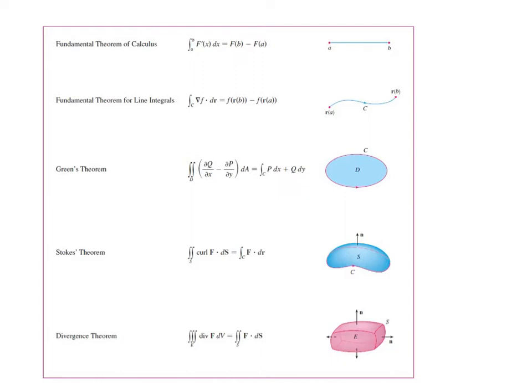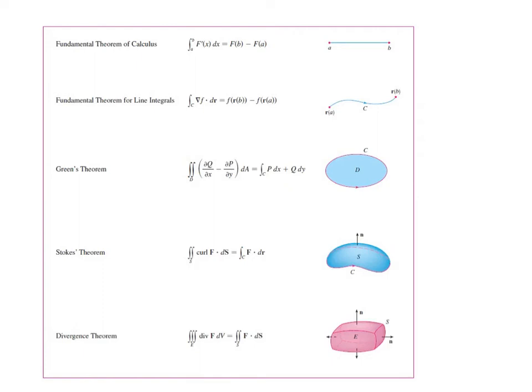So for the FTC for line integrals, it's the gradient. For Green's theorem, it's dQ/dx minus dP/dy. For Stokes' theorem, it's the curl of a vector field, and for the divergence theorem, it's the divergence of a vector field. And then we compute that integral by just seeing what happens at the boundary.